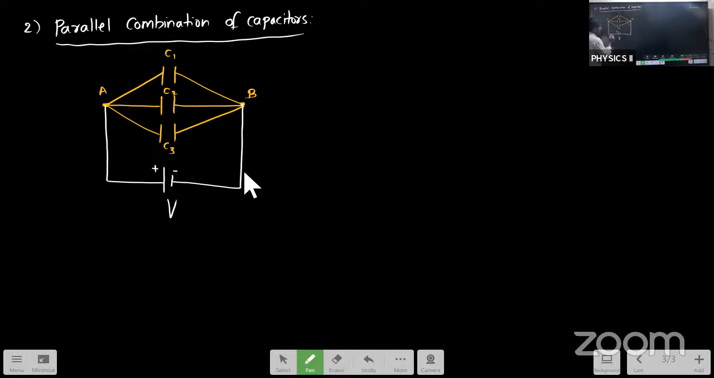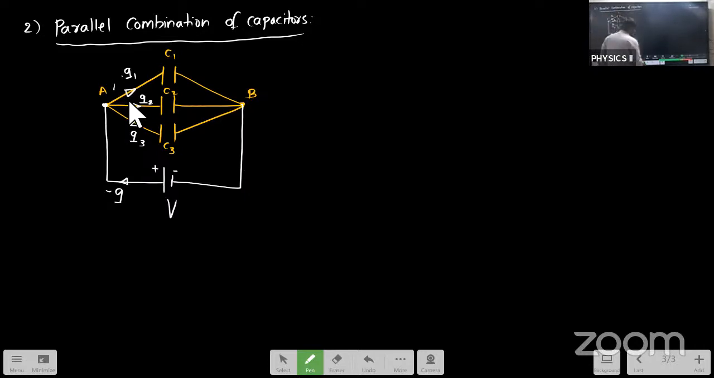Now see here, what will happen? Charge will flow. This charge Q gets divided at this junction. Assume that the charge flowing through C1 is Q1, the charge flowing through capacitor C2 is Q2, and the charge flowing through capacitor C3 is Q3. So what is the total charge? Q is the total charge, and this charge Q is getting divided into three charges, Q1, Q2, Q3, flowing through the capacitors C1, C2, C3.